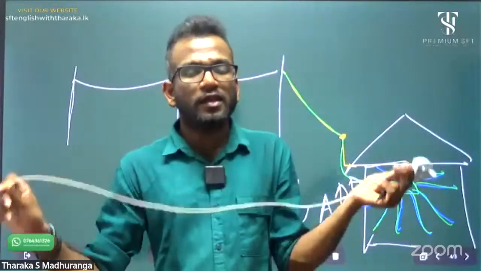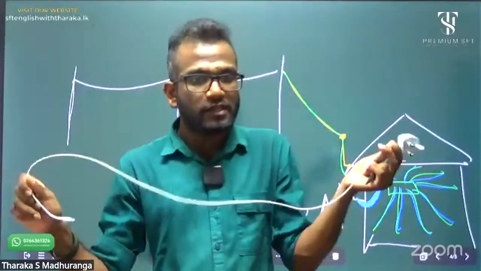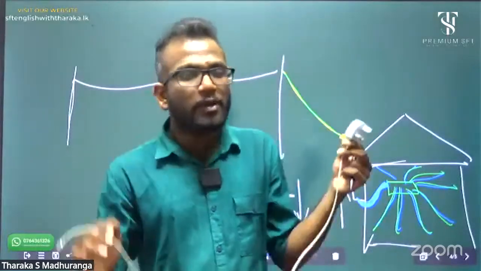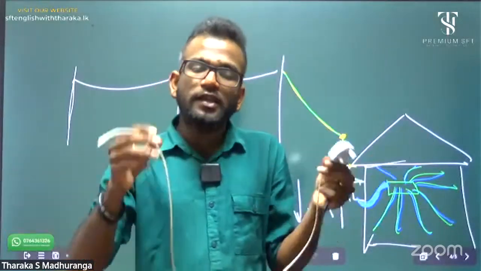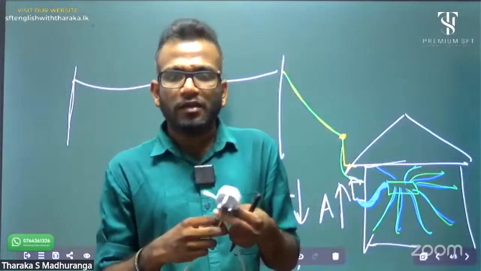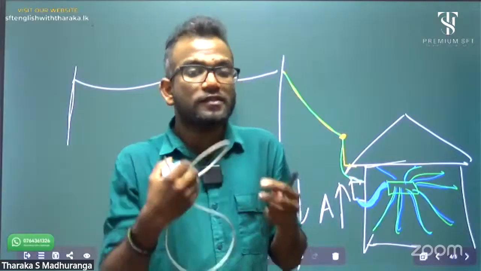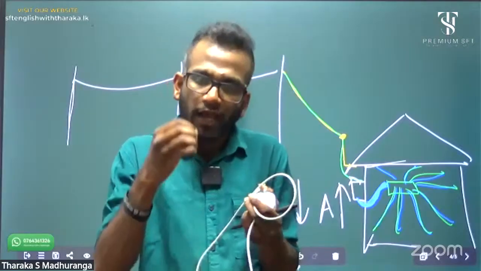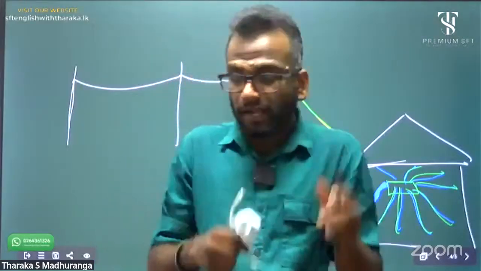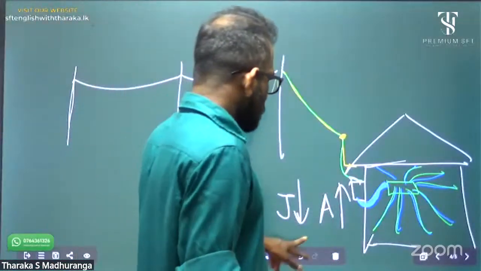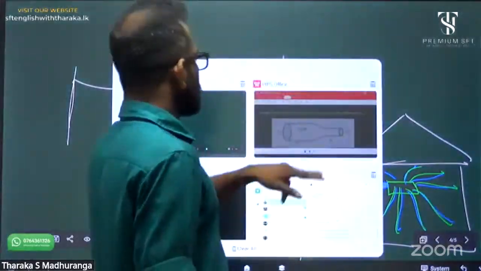What is the reason? Now you know the reason. The reason is current density. How can we minimize this burning? We can increase the thickness of this cable. By increasing the thickness, we can reduce the current density. So I think you got the full idea.